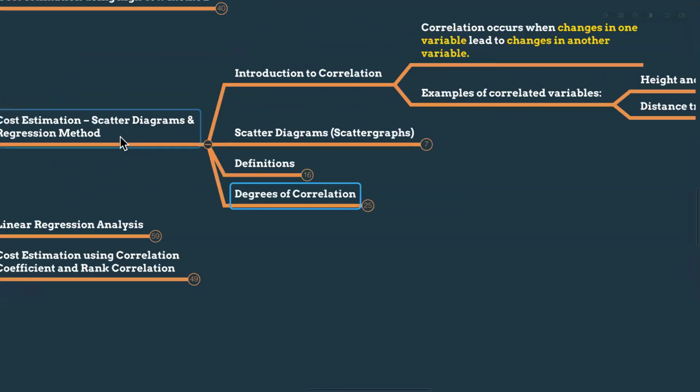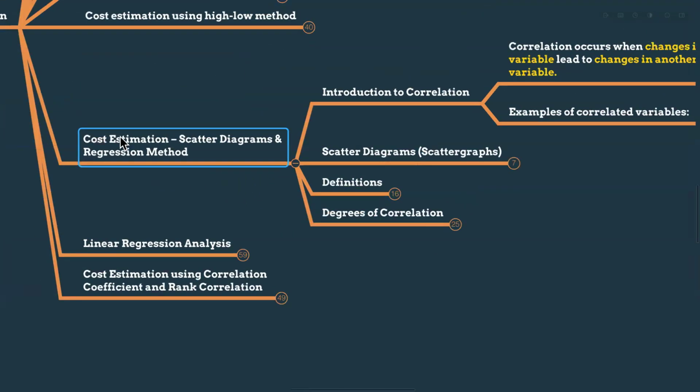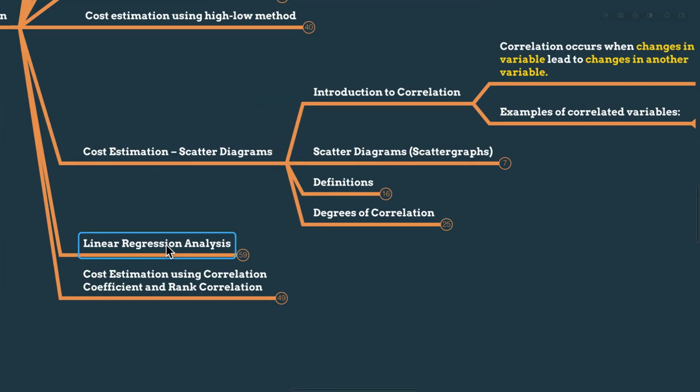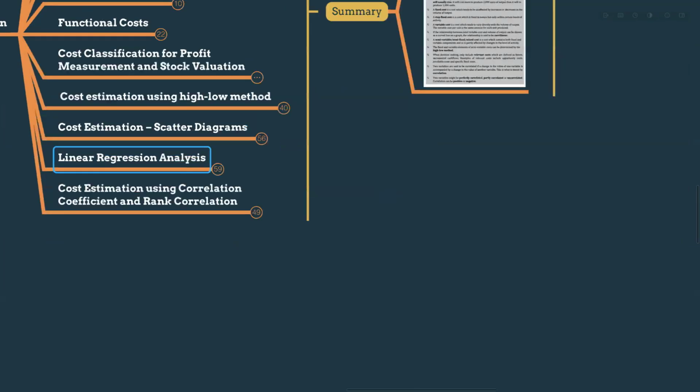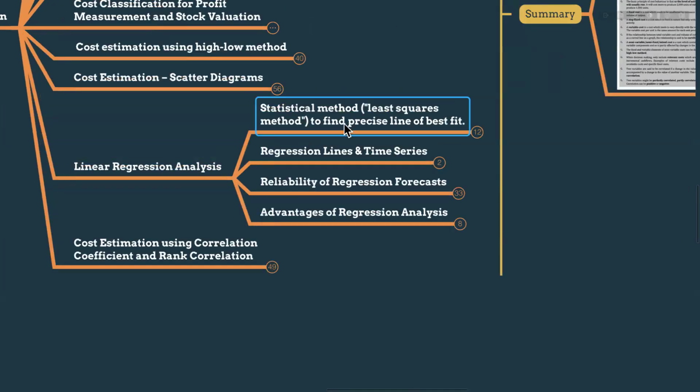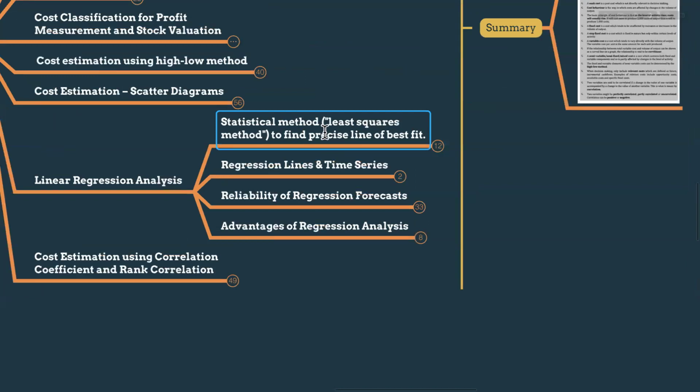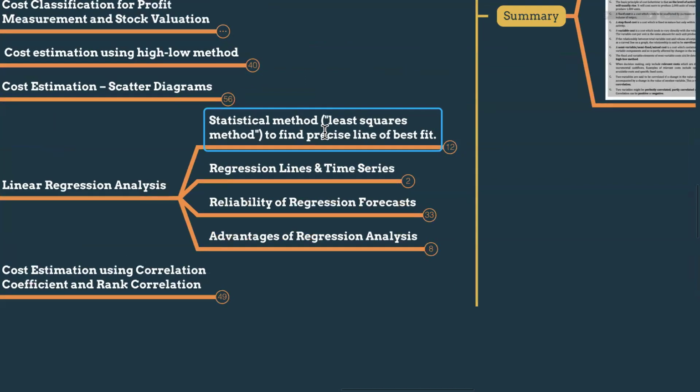So these are the things you have to know about cost estimation, scatter diagrams, and regression method. Scatter diagrams, and now regression analysis, right? The regression analysis is linear regression analysis. This is a statistical method, guys. This is a mathematical method of finding the best possible straight line formula.